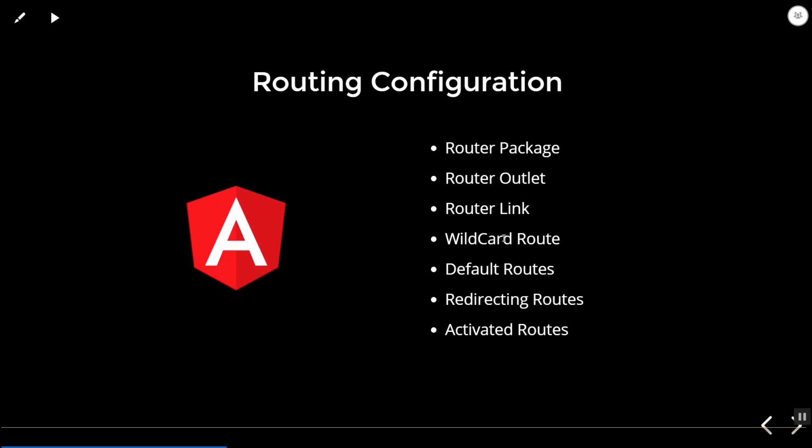And also the default route: by default when your website gets launched, what is the route that you are recommending to launch? Then the redirecting routes, like redirecting to a particular page when the URL path is empty. There are a lot of facilities in routing, and also the activated routes. This plays a very important role in Angular routing to get all the parameters and paths and everything. Those sorts of information you can get only via activated routes. So this is a whole lot of configuration that you have to consider for configuring the routing using Angular. Okay, let's get into detail.